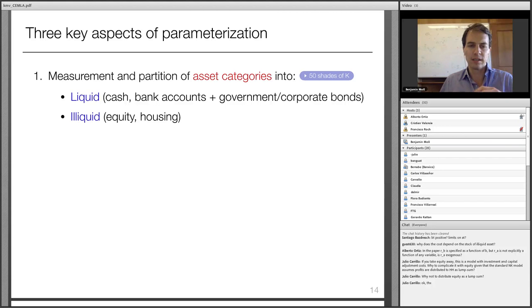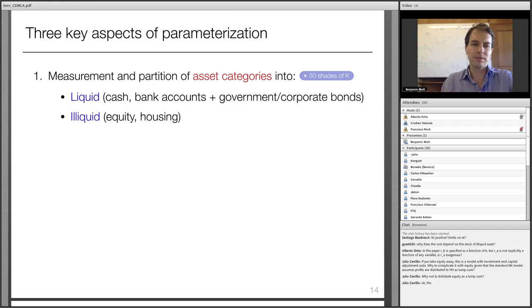So the first obvious one is how to take the model, which has these two types of assets, liquid and illiquid, to the data. The difficulty being, of course, that in the data, there's not just two types of assets. There are all sorts of different assets, and they differ not just in whether they're liquid or illiquid, but also in all sorts of other things. And furthermore, liquid and illiquid is not just a binary thing, right? It's kind of continuous.